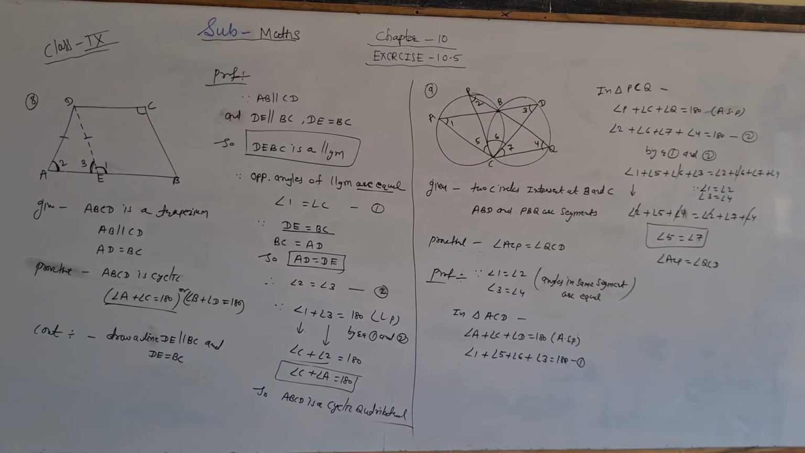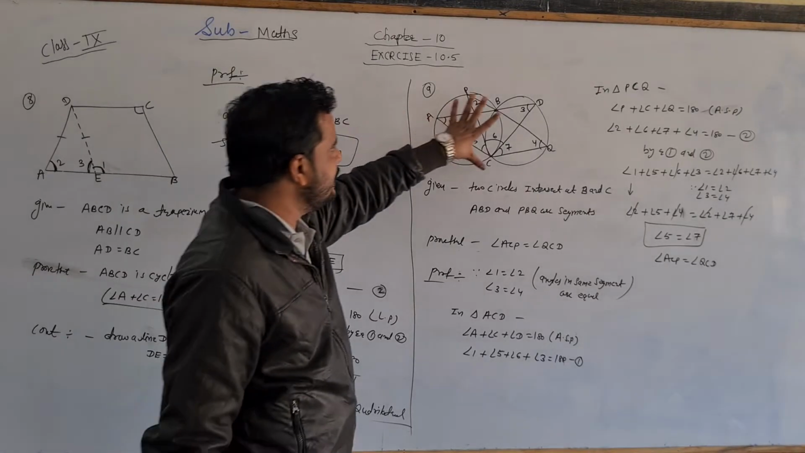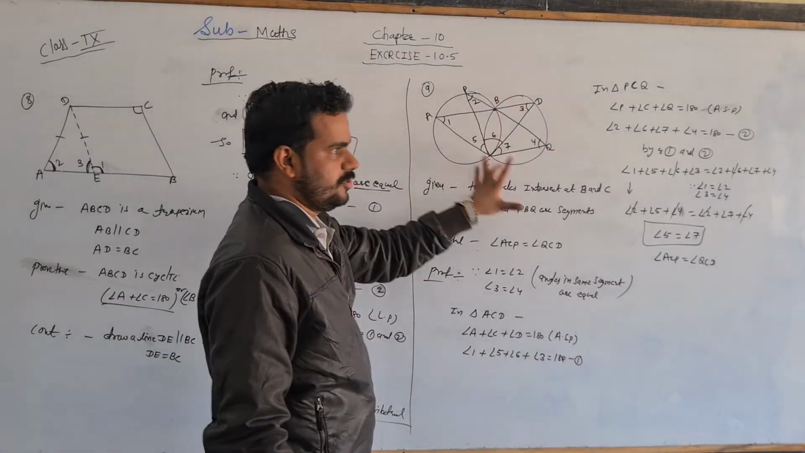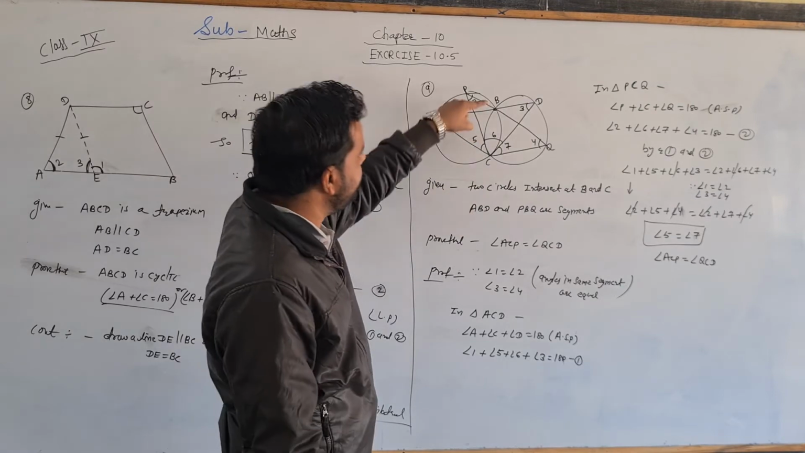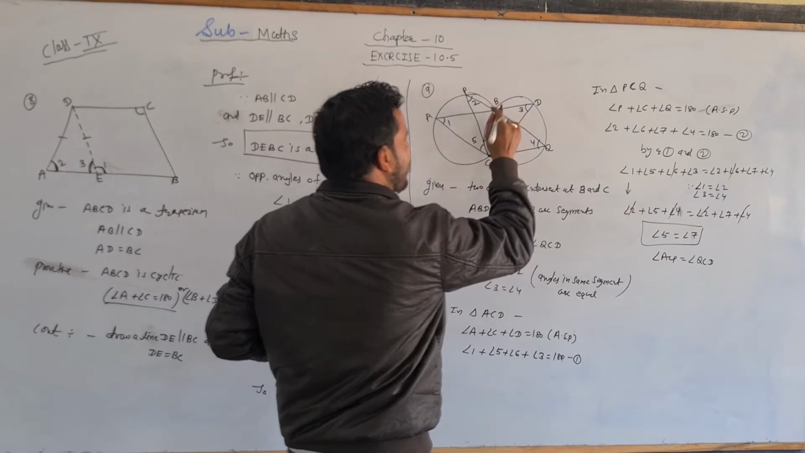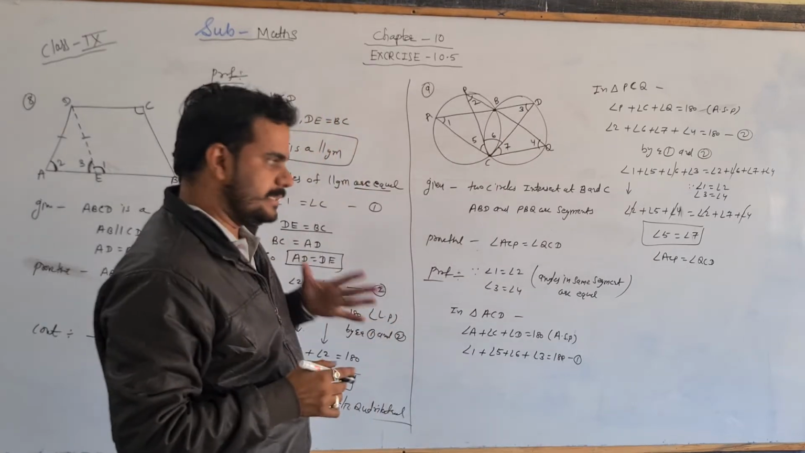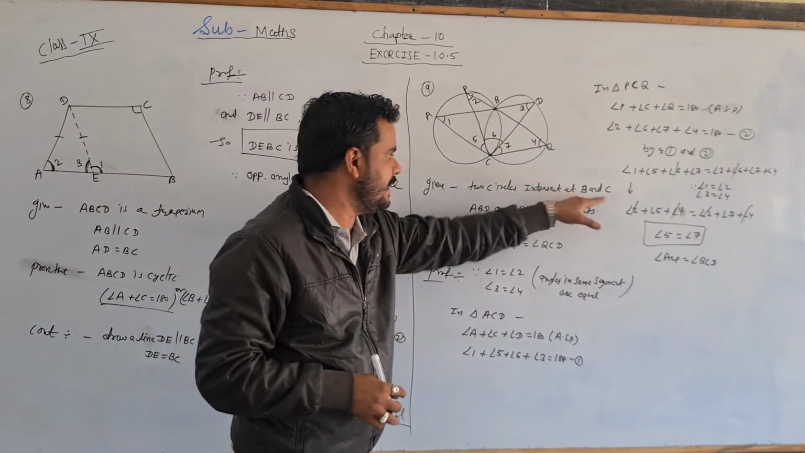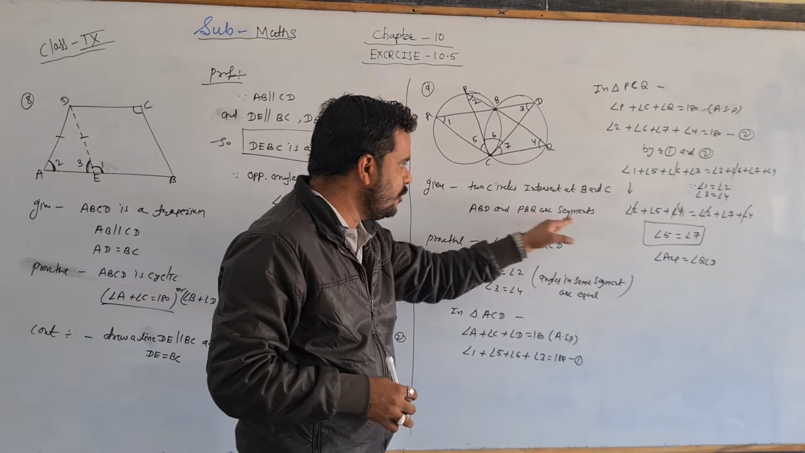Okay, so just see here the given thing is like this. This is a circle and this is also a circle. Both circles intersect at B and C. This diagram is given, and the segments are also given. Two circles intersect at B and C, and ABD and PBQ are segments.